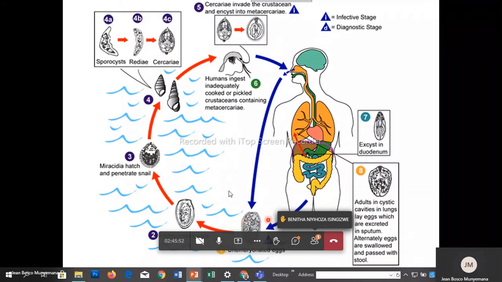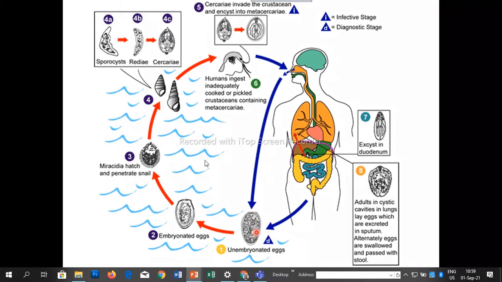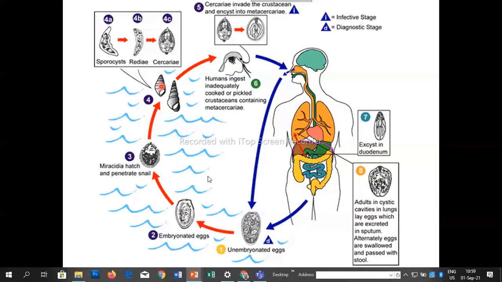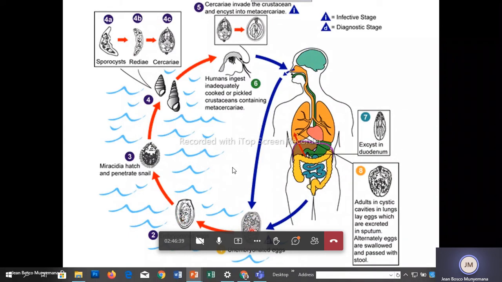At the developmental stage, the larva is not yet formed. If you consume this egg, you will not be infected, because there is no larva. But as days go on, the egg will become embryonated and the larva will be formed. Then the egg will hatch, and the miracidia will swim and infect the snail and so on. Nothing else happens, it's just a matter of days for an unembryonated egg to become embryonated. And you have seen this in different life cycles of different parasites.